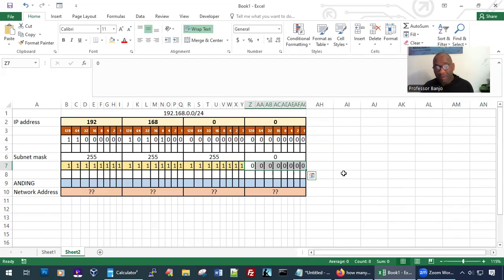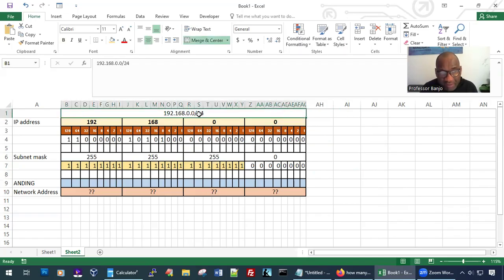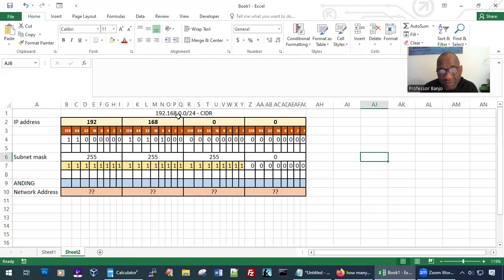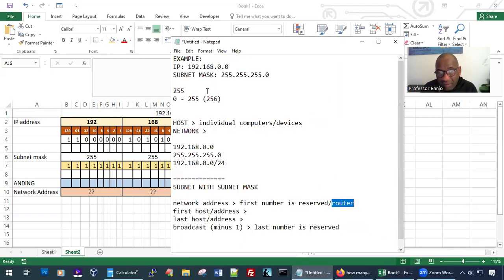All right, let's keep going. If that makes sense so far, now you notice how this is written here. I believe this is referred to as CIDR notation, right? So you write 192.168.0.0/24, which is the same thing as what we wrote here, where we wrote IP address 192.168.0.0 and then subnet mask 255.255.255.0. Basically it means the same thing.